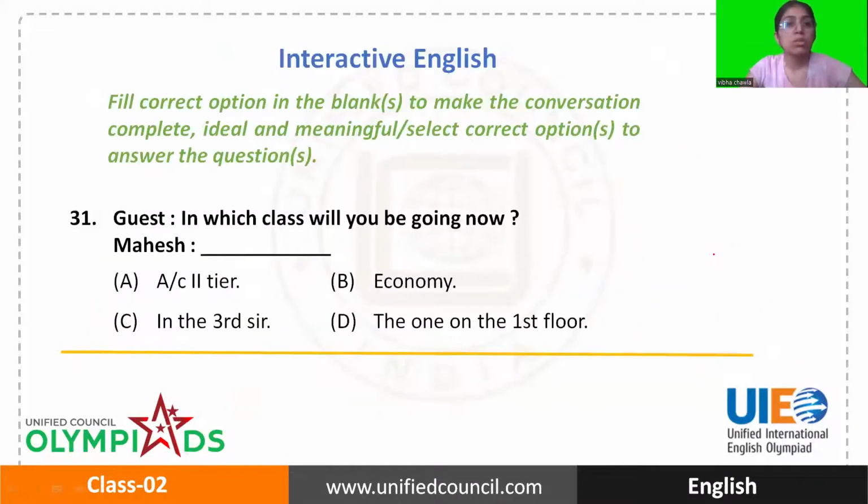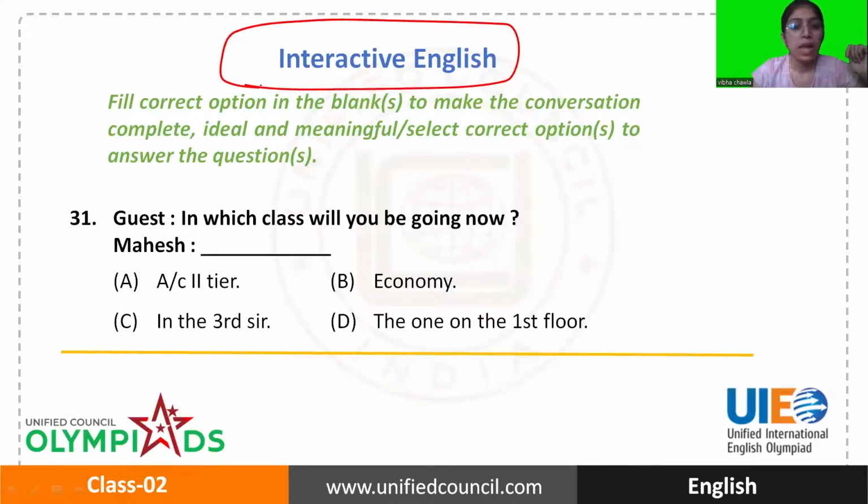Now moving to the next question and the next section also. The first section we have covered, that was vocabulary and functional grammar. Now there is another section called interactive English. Fill the correct option in the blanks to make the conversation complete, ideal, and meaningful. Select the correct options to answer the questions. These are the two directions for these questions.